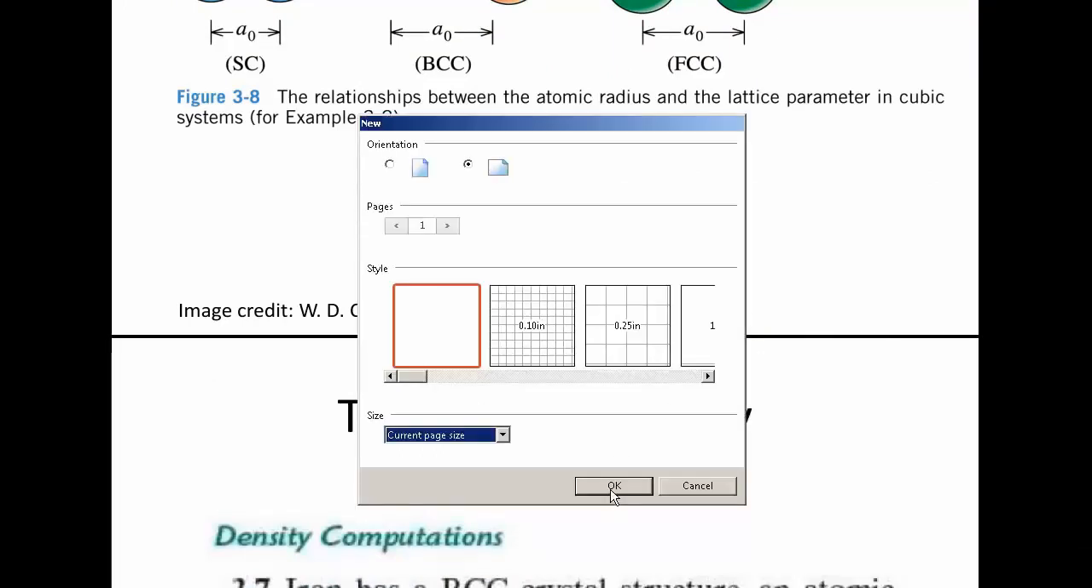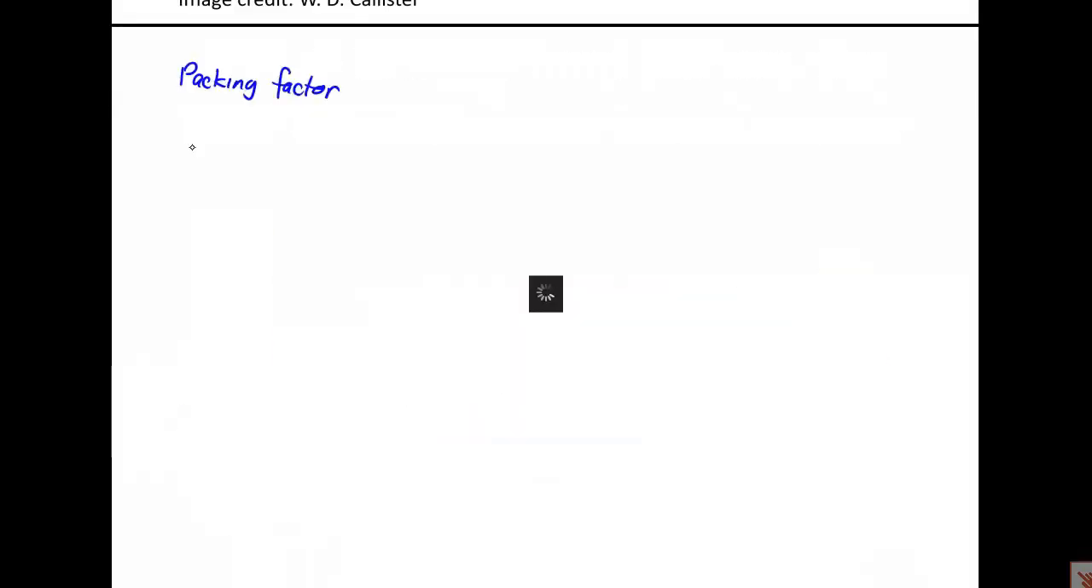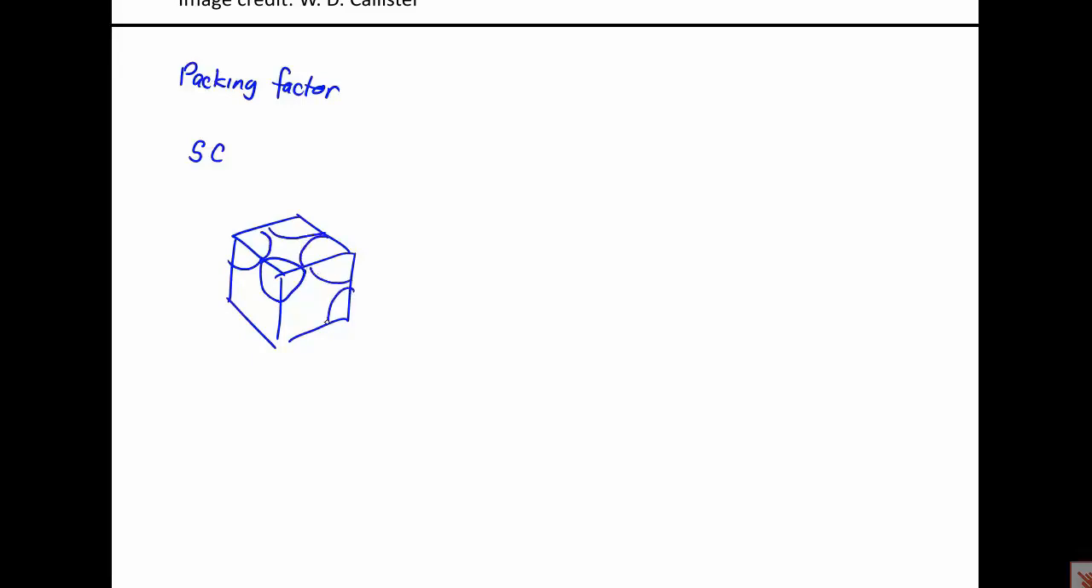I'd like to now look at the packing factor. Let's have a look at the simple cubic. We saw that the simple cubic cell contains only one atom.